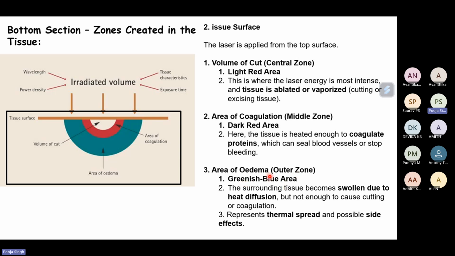Okay. Now third, the outer zone. This is the outer zone area, the greenish blue area. So what will it do? The surrounding tissue becomes swollen. Because of the heating, it will swell, and it will not have enough energy to cause the cutting or the coagulation. So basically thermal spread occurs. This is called the area of edema. Edema is nothing else but a swollen area because of the heat or diffusion. So these are the zones created once your laser is interacting with the tissue. Okay.